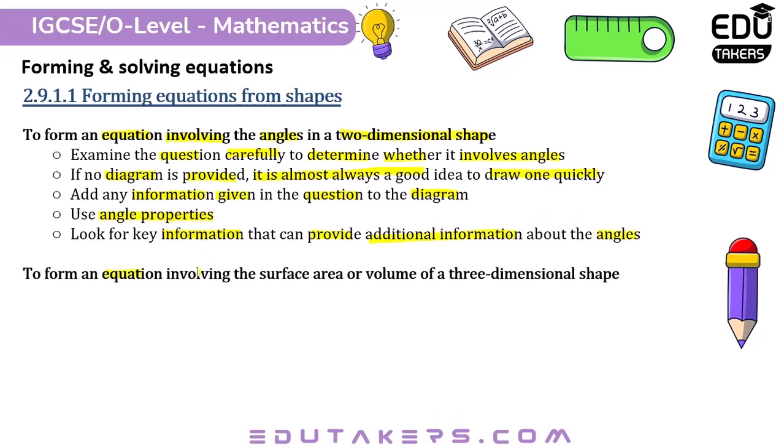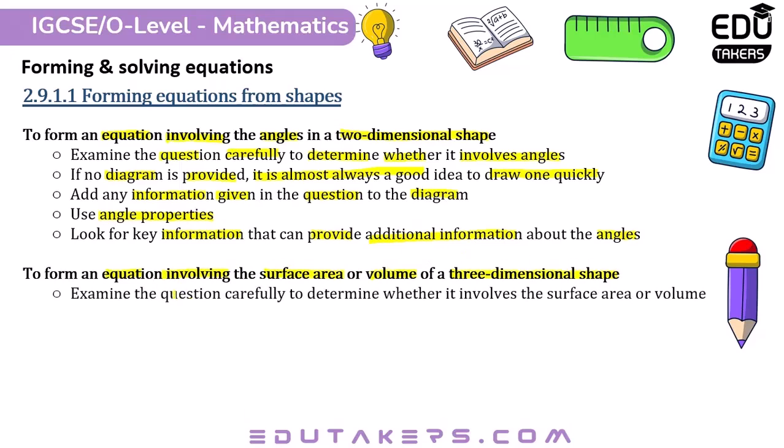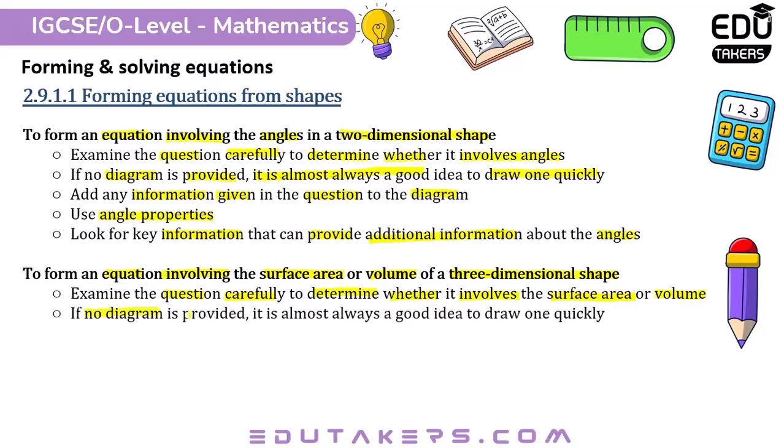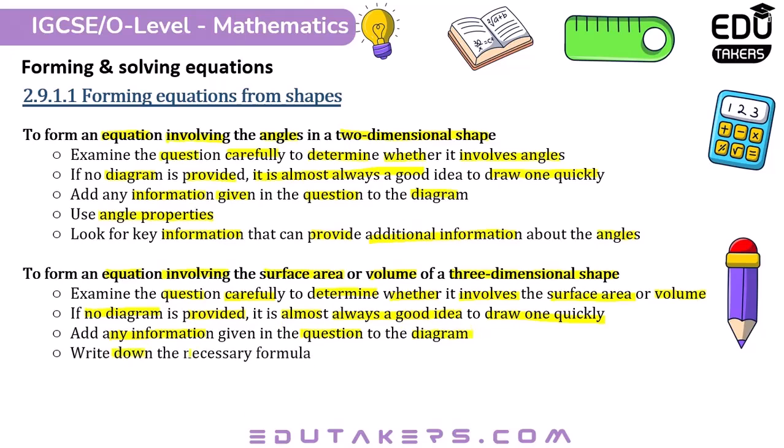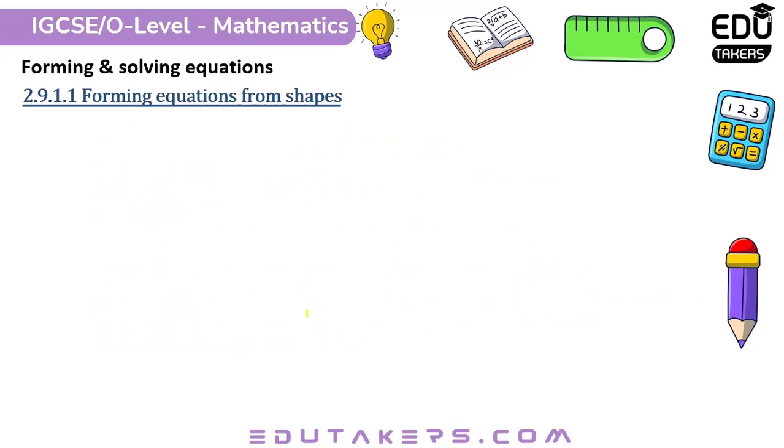To form an equation involving the surface area or volume of a three-dimensional shape, examine the question carefully to determine whether it involves the surface area or volume. If no diagram is provided, it is almost always a good idea to draw one quickly. Add any information given in the question to the diagram. Write down the necessary formula.